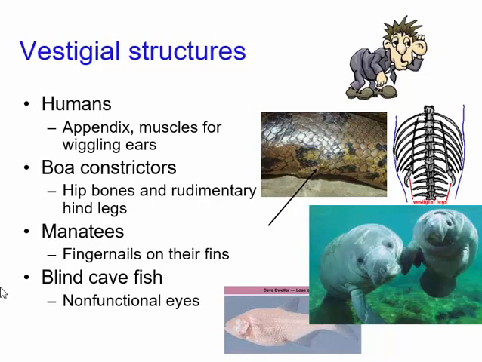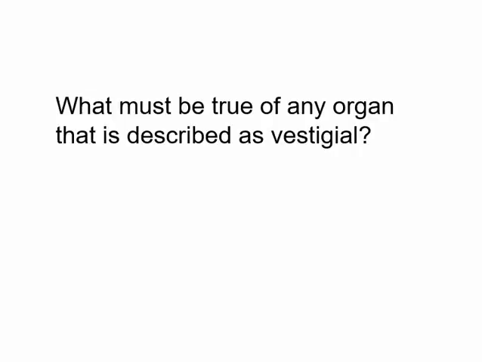Probably the more clear-cut example of a vestigial structure would be blind cavefish. They have non-functional eyes, and really that structure has absolutely no function that you might conceive of. All right, so what must be true of an organ that's described as vestigial? All right, yeah, the key there is it's still homologous. So it has the same ancestral origin as some other structure in an ancestor, but it's lost its function, or it now has maybe a different function, but apparently has lost its function.